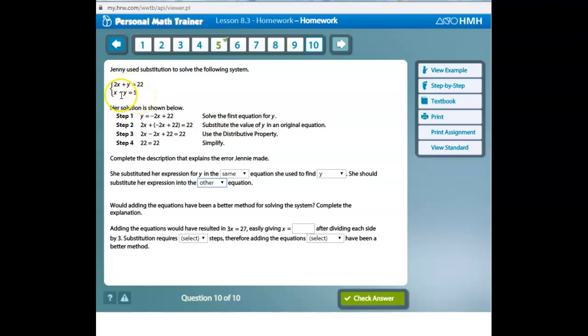It's elimination. So then you would eliminate the y, and you would get 3x equals 27, because 2x plus x is 3x, and 22 plus 5 is 27. Then you divide both sides by 3, and you get x equals 9, right? 3 times 9 is 27. After dividing each of the sides by 3, substitution requires more steps before adding the equations. So therefore, adding the equations would have been a better method.